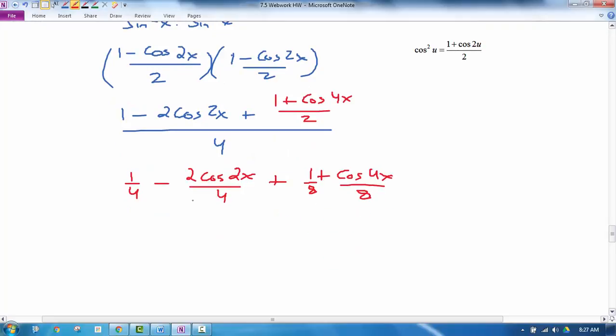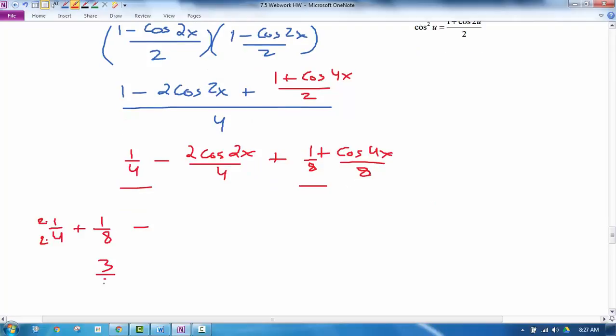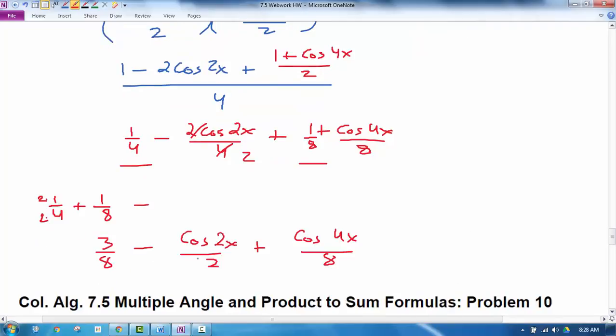Now I'm going to add these two fractions together. Get a common denominator. That gives me 3/8 minus this goes in here twice. And this is my answer, but let me put these up. So looking for this number, and this number for A, B, and C.